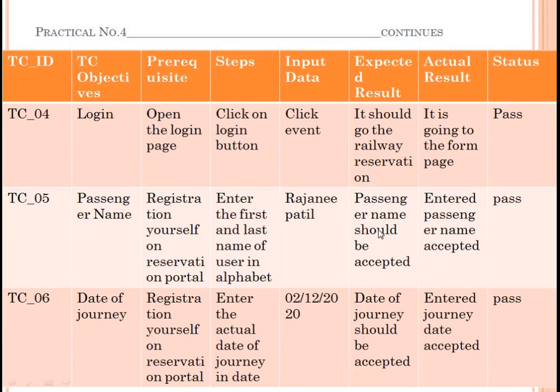Here we only put the first name and last name in alphabets, not numbers. The expected result is that the passenger name should be accepted. The actual result is that the entered passenger name is accepted. Then the status is pass. Next, number 6 is the date of the journey.